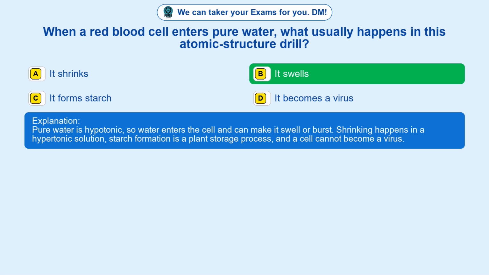Shrinking happens in a hypertonic solution, starch formation is a plant storage process, and a cell cannot become a virus.